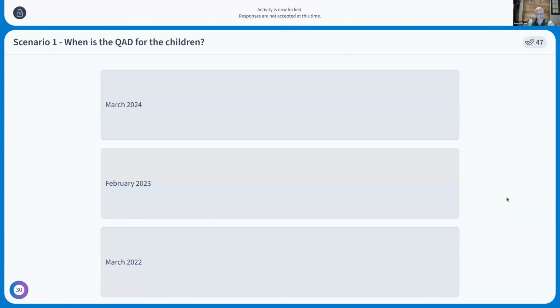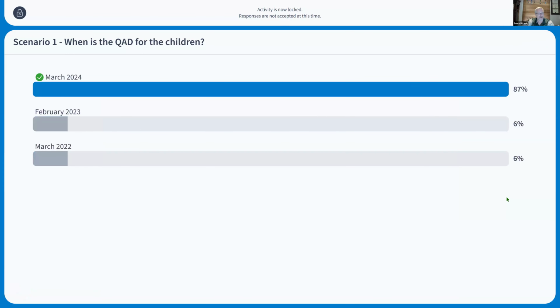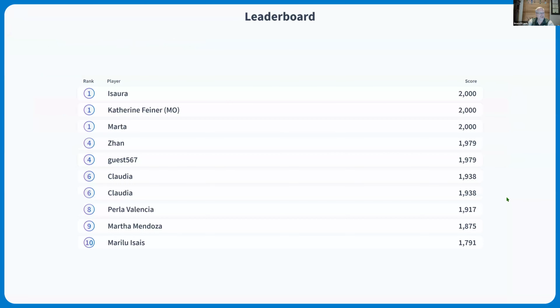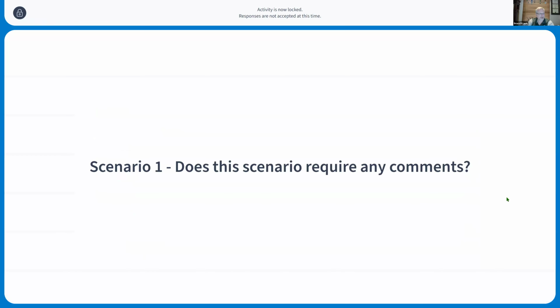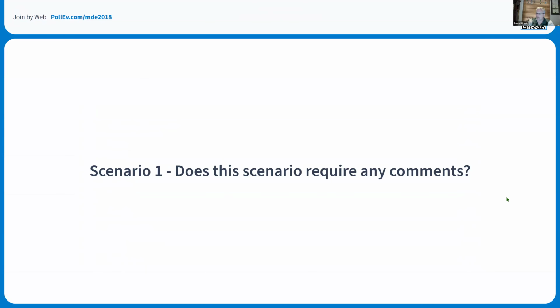Two, one. All right. The correct answer, which was overwhelmingly chosen, was March of 2024. Sarah takes the lead. We got 3 people at the top of the leaderboard with perfect scores, but plenty of time for you guys to still get up there in the top 10. Does this scenario require any comments on the CLE? Here we go.